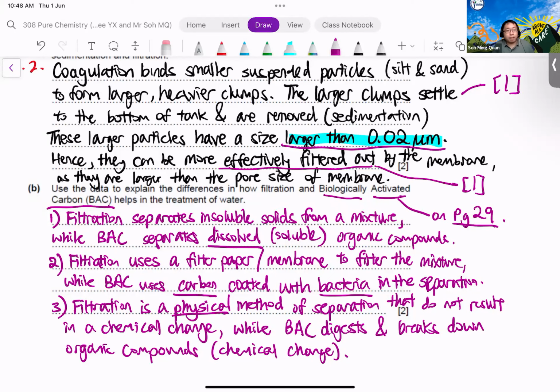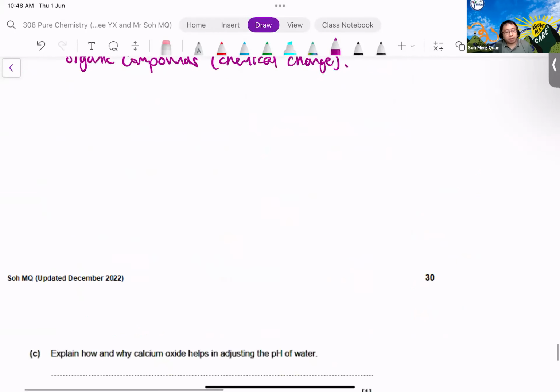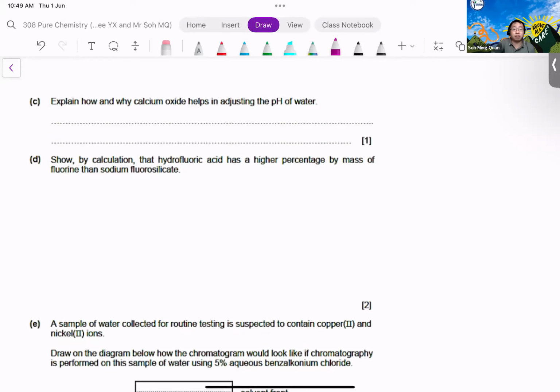All right. Now, part C. Explain how and why calcium oxide helps in the adjusting of the pH of water. The how and the why is important. Many students don't understand why there are 2 words in the first place. Why don't you say explain how or explain why? Is there a difference? There is a difference.